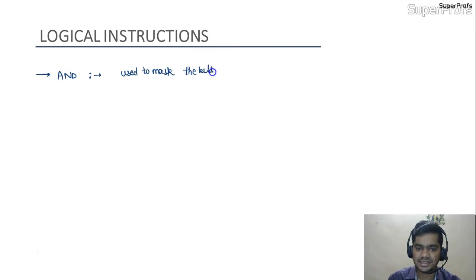AND operation is generally used to mask the bits. So the point to keep in mind is that auxiliary carry would remain 1 and the carry flag would remain 0. If you want to take an example, let us take ANI, and this would be FFH.